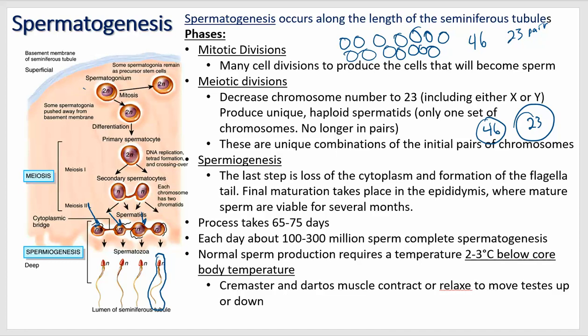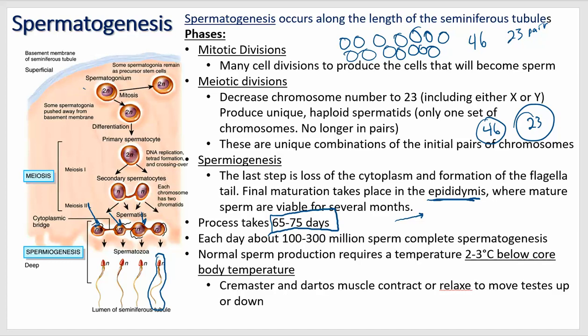So all of this is taking about 65 to 75 days to make a sperm. Okay? But you're making 100 to 300 million each day, and you saw all of those tubes that are in there, of the seminiferous tubule. So it takes 65 to 75 days to make them, and then they start to move out of the seminiferous tubule. They move into the epididymis, okay, and then they just stay there for several months until they get their chance to be released. Okay. So normal sperm production requires a temperature 2 to 3 degrees Celsius below core body temperature.